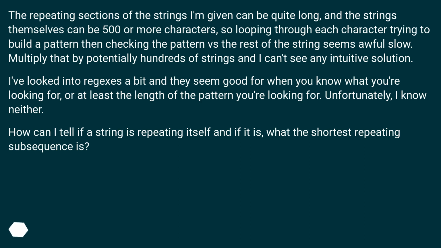I've looked into regexes a bit and they seem good for when you know what you're looking for, or at least the length of the pattern you're looking for. Unfortunately, I know neither. How can I tell if a string is repeating itself, and if it is, what the shortest repeating subsequence is?